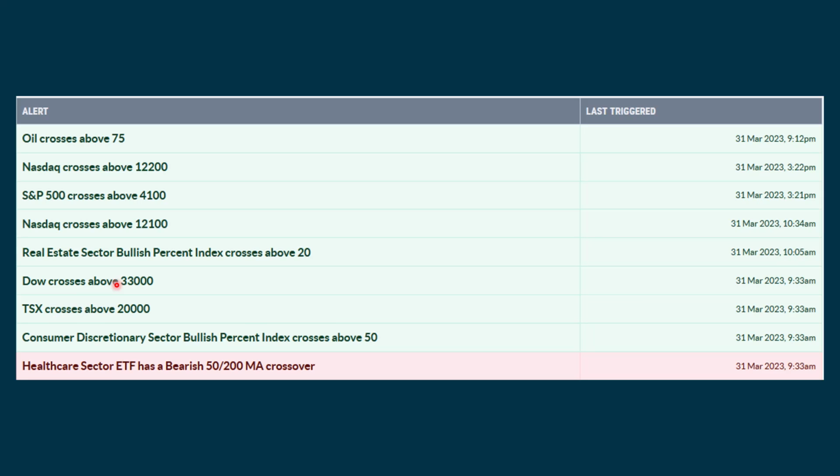The Dow went above 33,000. Then the NASDAQ went over 12.1 and then eventually over 12.2. The S&P was able to close above 4,100. Then oil bounced back up and went back above 75.